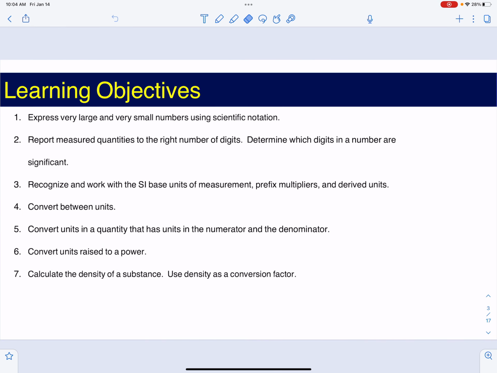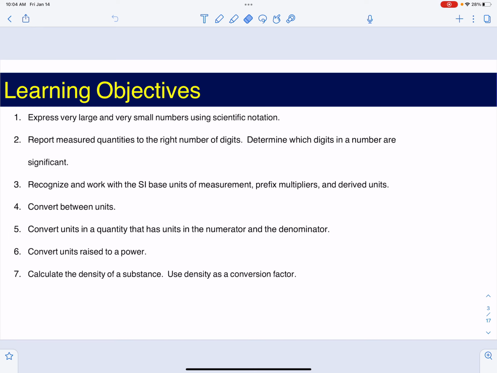So these are the objectives that we're going for. Number one, express very large and very small numbers using scientific notation, and we're going to see what scientific notation is all about. Number two, report measured quantities to the right number of digits. Determine which digits in a number are significant. So we're going to learn, when we measure something, how do we know which numbers we really have to care about and which numbers are just trash?